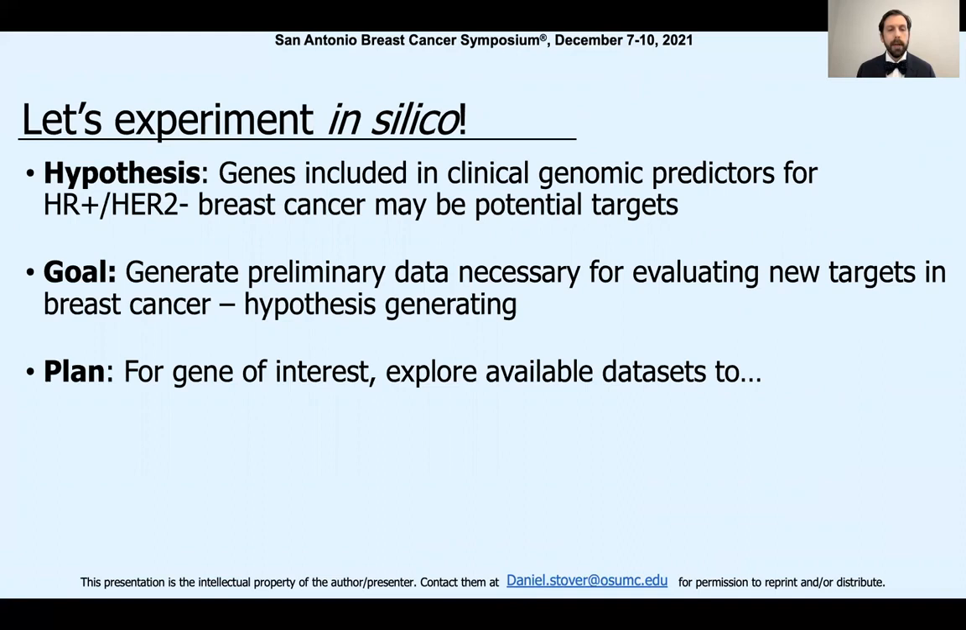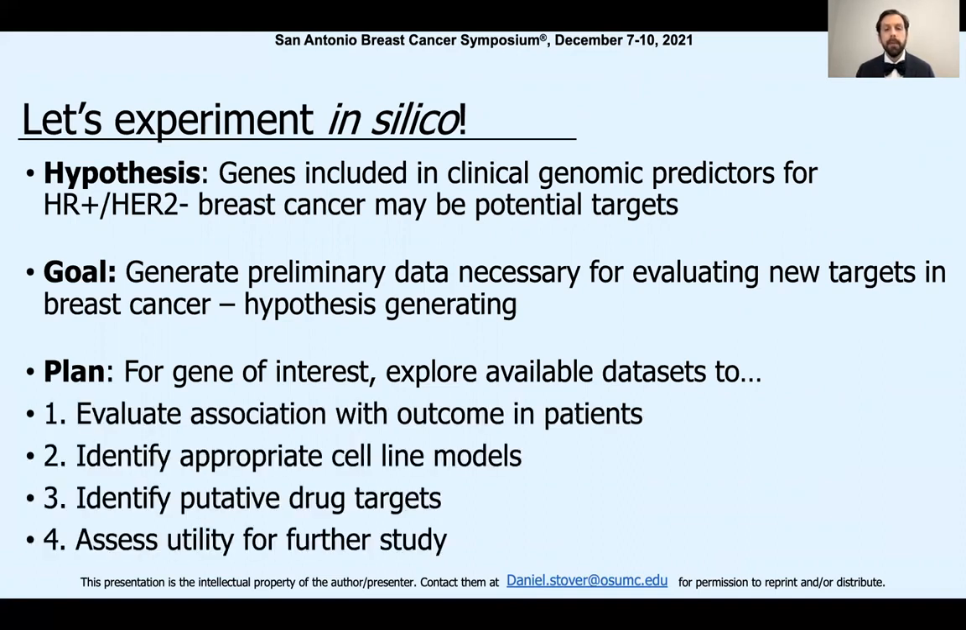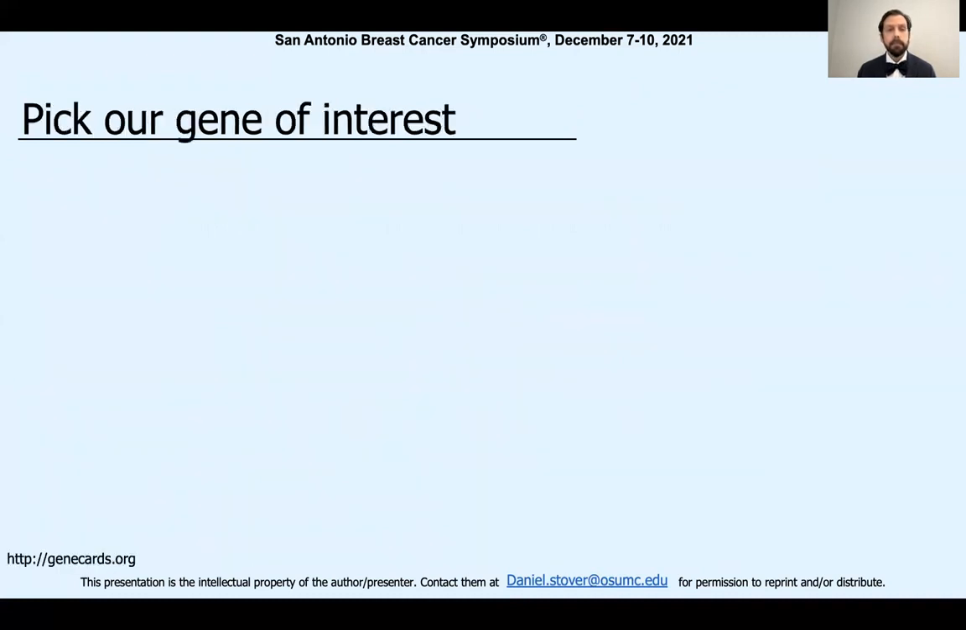We want to put together an analysis plan. And so for our gene of interest, we're going to explore available data sets to evaluate the association with outcome in patients to make sure it's relevant, identify appropriate cell line models that might be experimentally analyzed, identify putative drug targets, and then assess utility for further study. So first, let's pick our gene of interest.